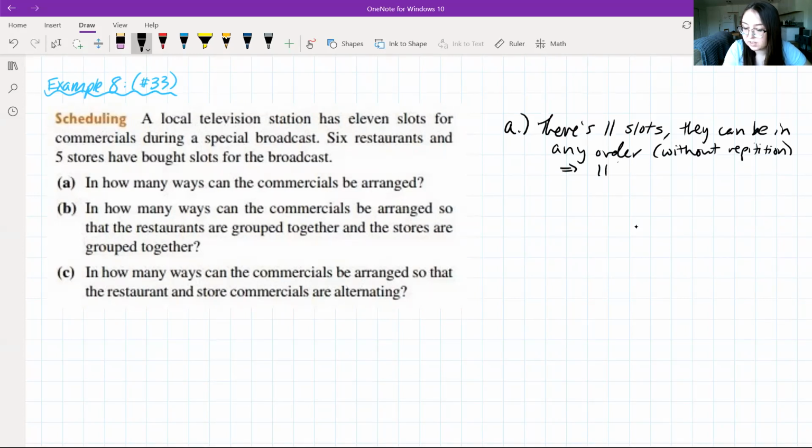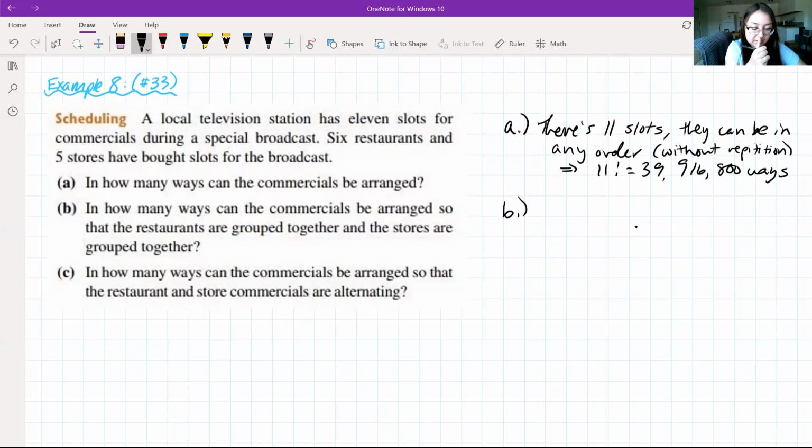So this gives us 11 factorial. Since we don't care about repetition, we're just taking the total number of commercials and we're seeing how many different ways can we rearrange them. 11 factorial is going to give us 39,916,800 ways. So that is going to be our total number of ways that we can rearrange our commercials.